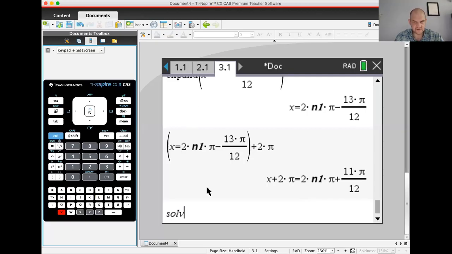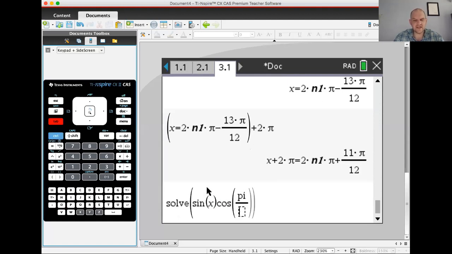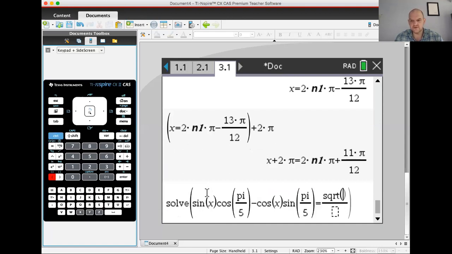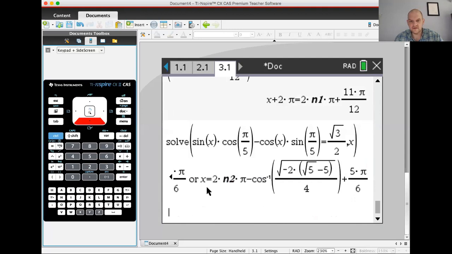So let's see if we can solve this. Solve sine of x, cosine. So since it can find the cosine of pi over 5, I think that it might mess this up. It's like one of those, a little knowledge is a dangerous thing, because you need complete knowledge to really be able to deal with this sort of thing. Yeah, this is a mess. What the? All right, so how to check.